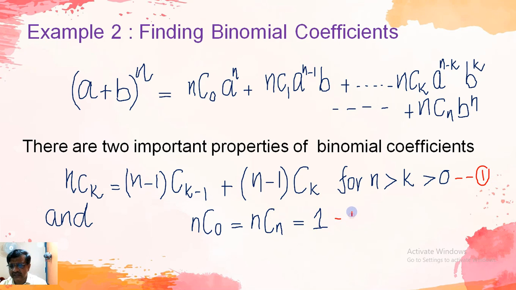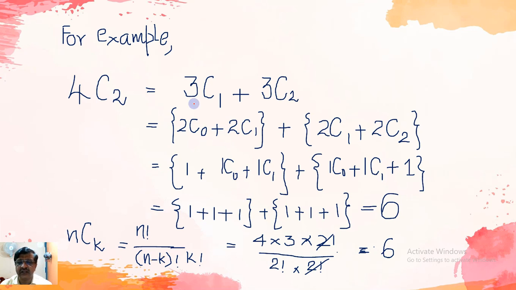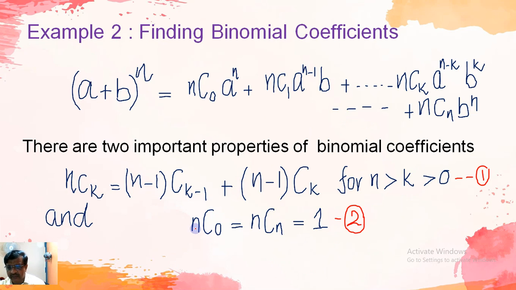Solution comes in a particular form, and we will overlappingly use these solutions to generate the next solution. That is the intent. So 3C1 plus 3C2 according to formula number 1. 3C1 can be expressed as 3 minus 1, that is 2, and 1 minus 1, that is 0: 2C0 plus 2C1. And 3C2 can be expressed once again as 2C1 plus 2C2. 2C0 is 1 according to the second formula, nC0 and nCn.